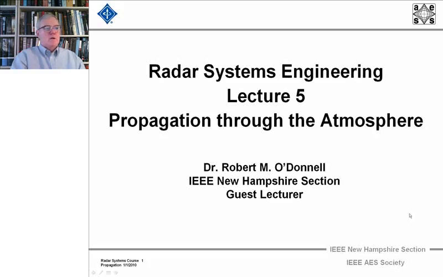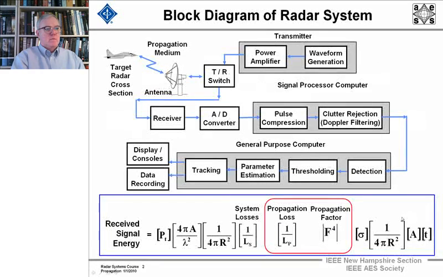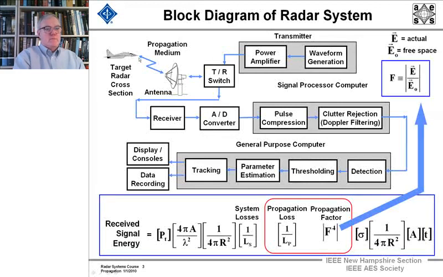Okay, now let's start Lecture 5, Propagation through the Atmosphere. Here is the block diagram of the radar, and what we're going to be doing is focusing on the transmission of the transmit signal and the signal back from the target that's reflected off the target as it passes through the propagation medium, which would be the atmosphere.